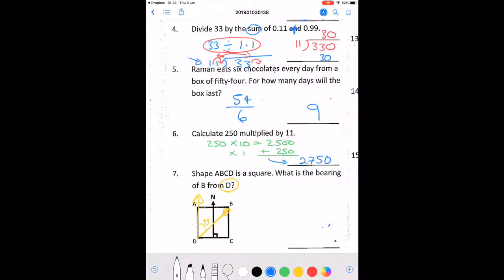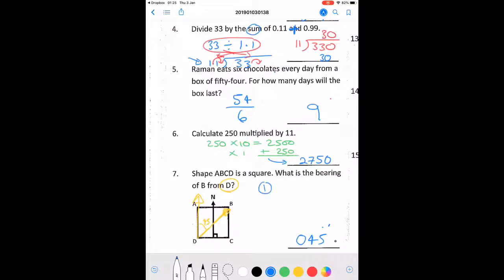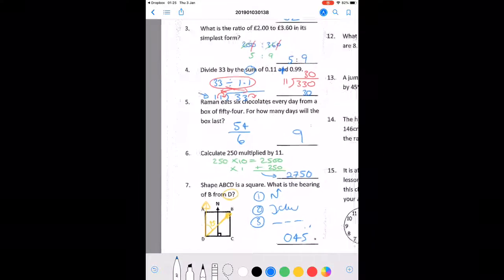But when we write a bearing answer, we must always have 3 digits. So number 1, bearings are measured from north. Number 2, bearings are measured in a clockwise direction. And number 3, bearings always have 3 digits. So that's the rules for bearings. I hope that will help you.